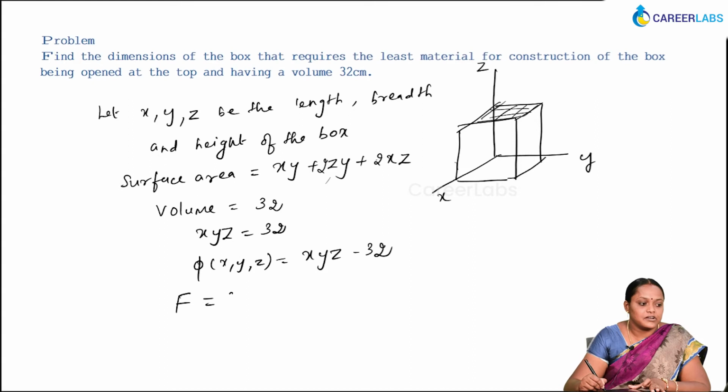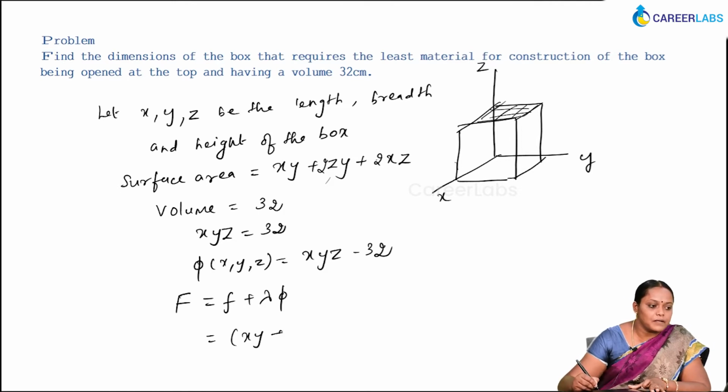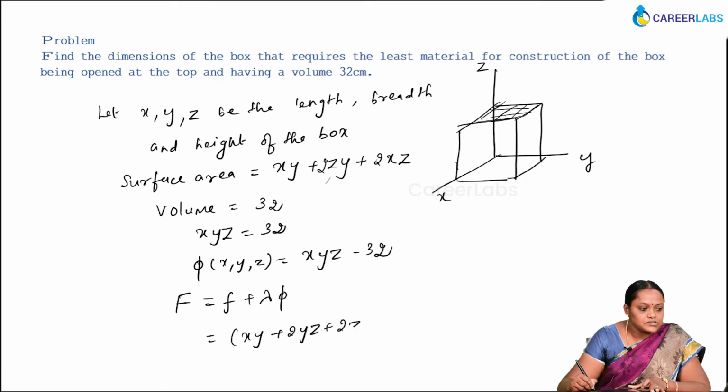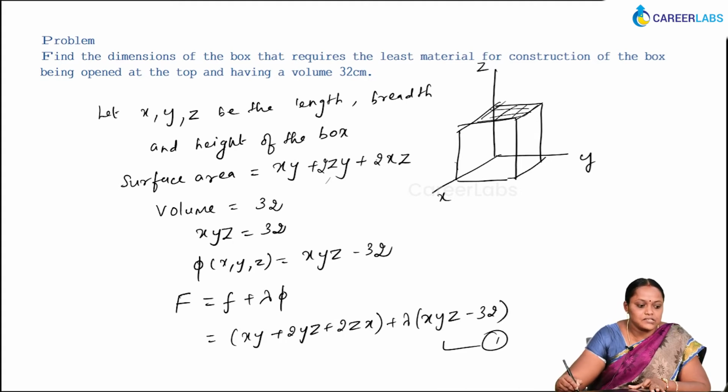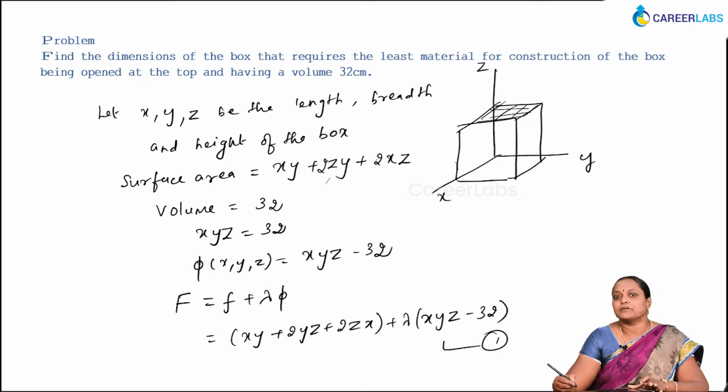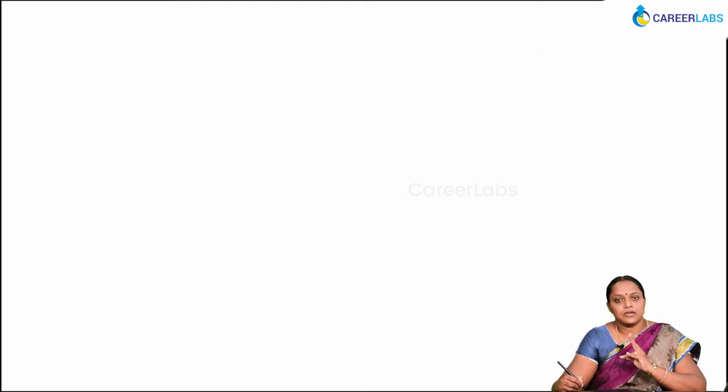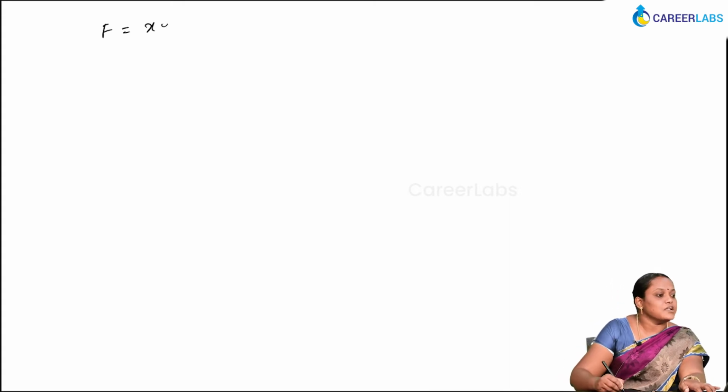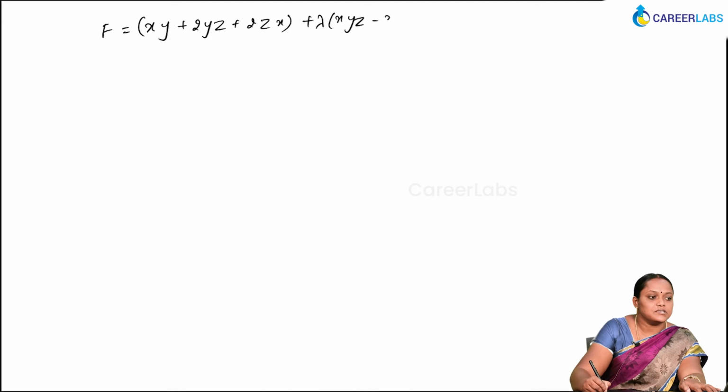Now let us construct the function capital F, which is equal to small f plus lambda times phi. Small f is nothing but the surface area, that is xy plus 2yz plus 2zx, plus lambda times the phi function, that is xyz minus 32. Let us mark this as equation number 1. We are going to differentiate this with respect to x, y and z, then with respect to lambda. So let me rewrite this function again. F is xy plus 2 times yz plus 2 times zx plus lambda times xyz minus 32.